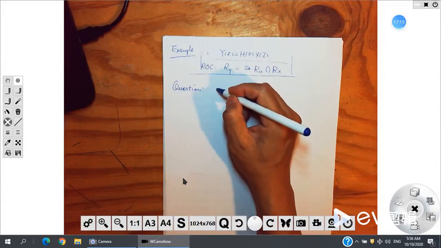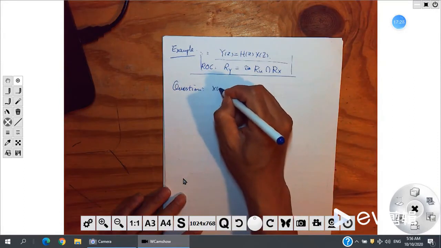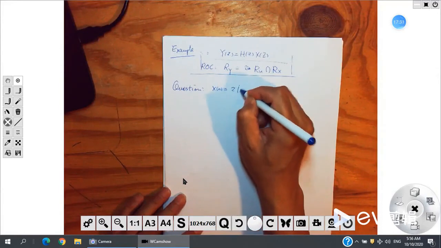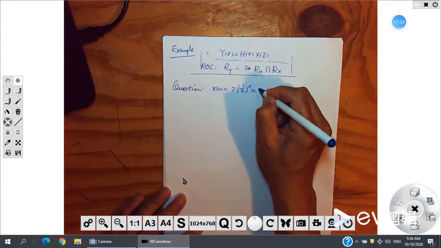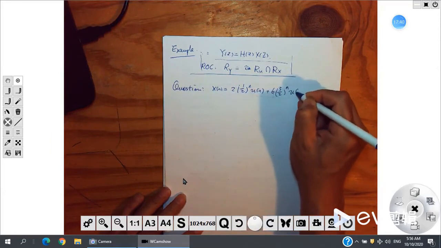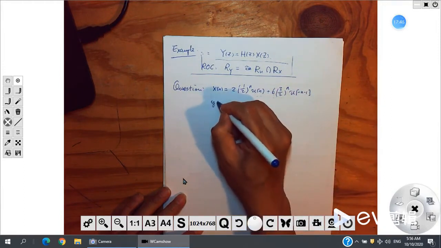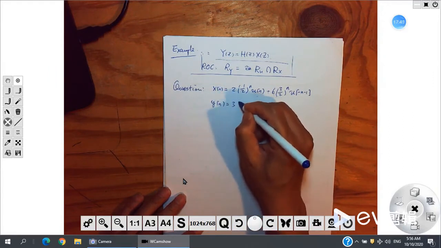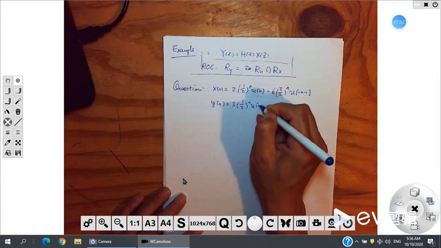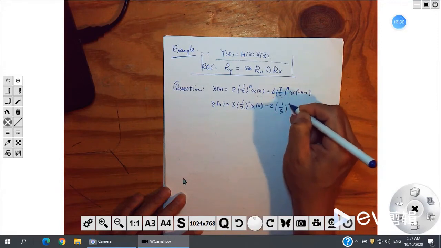We consider signals. Consider the signal x of n is 2 times (1/2) to the n u of n plus 6 times (3/2) to the n u of negative n minus 1. And y of n is 3 times (1/2) to the n u of n minus 1/2 times (1/3) to the n u of n.